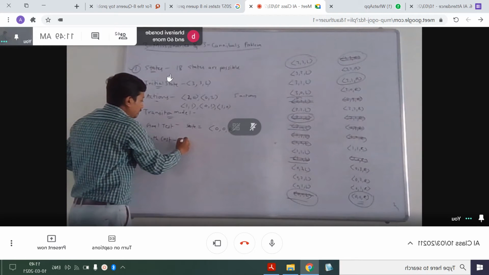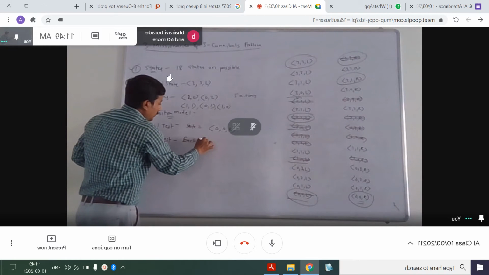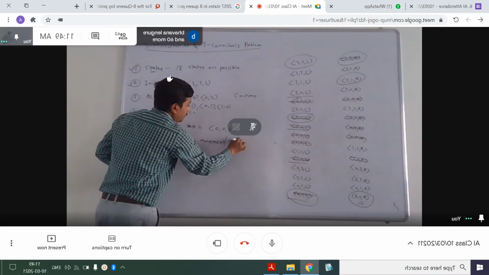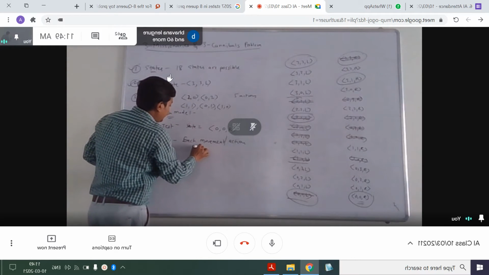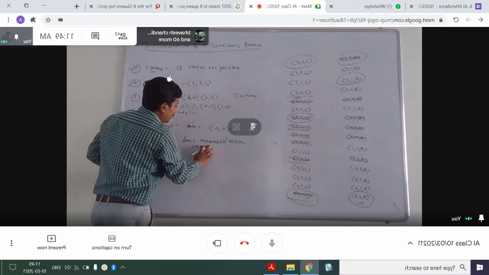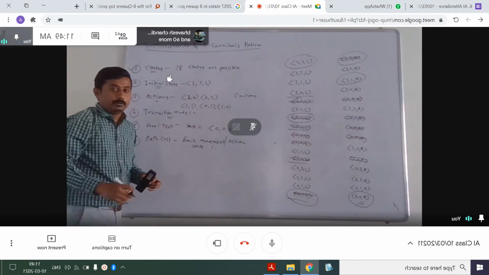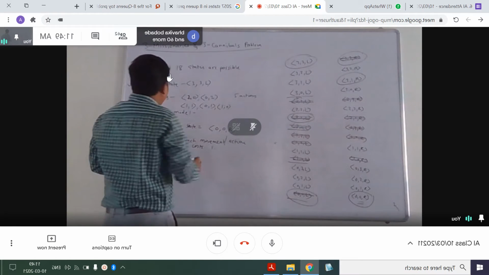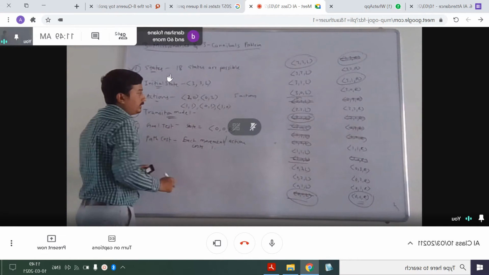Path cost. Each movement or action costs 1. Every movement of the boat will cost me 1 unit of work. Now we will draw a transition diagram.